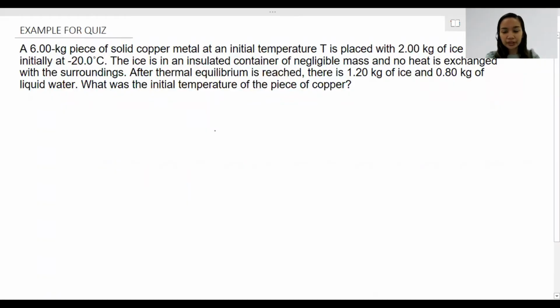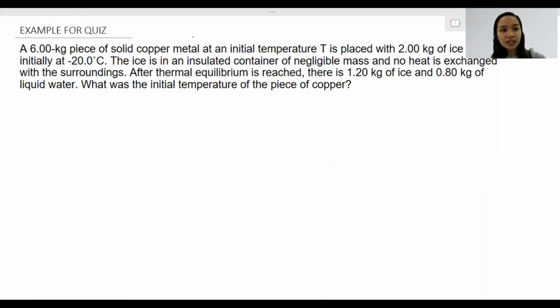Okay, so hi everyone. I will be presenting you an example, which is more or less similar to the problem that I gave you for your quiz. This one is a problem where the solution, or the process of solving, is quite similar to the problem that I gave you for your quiz.